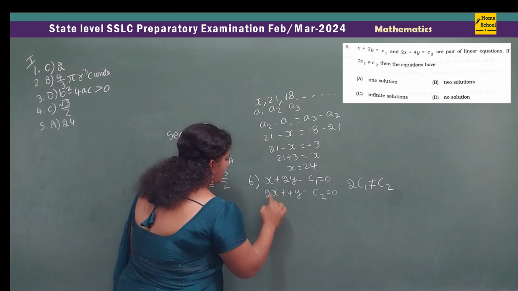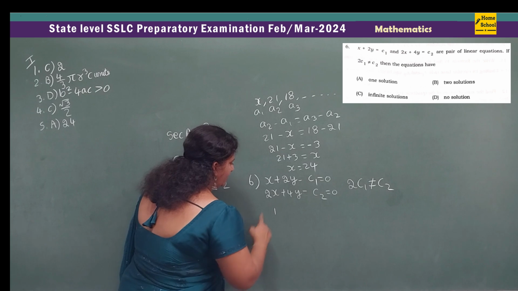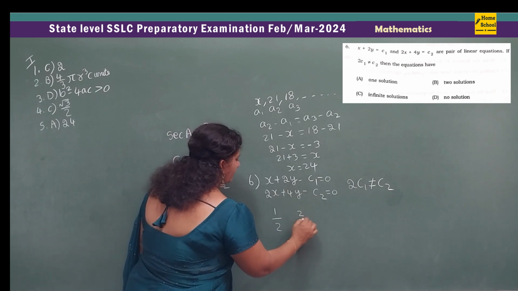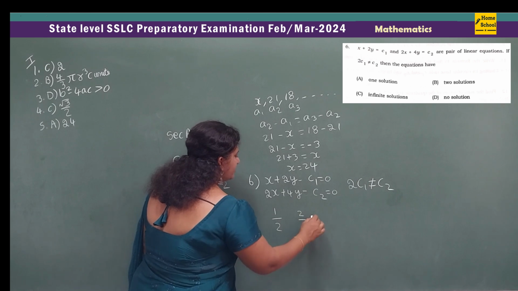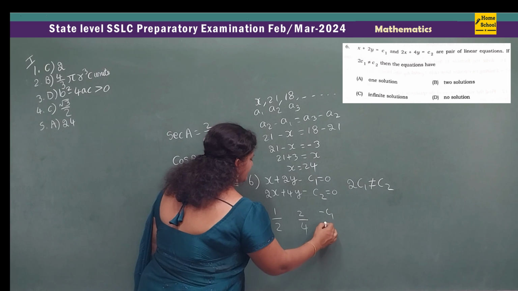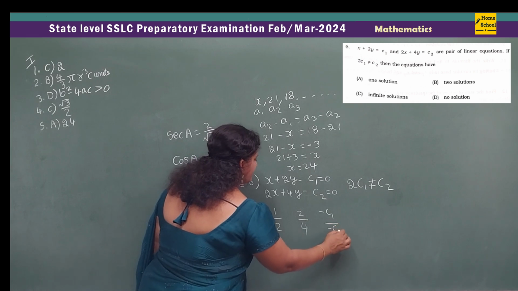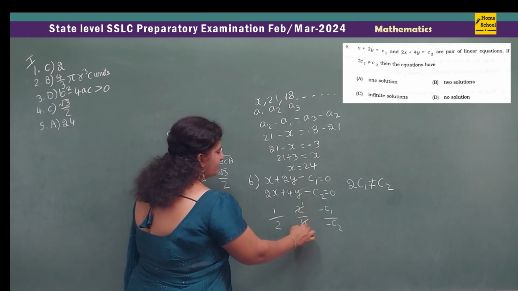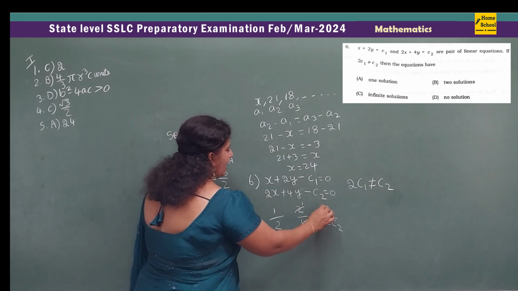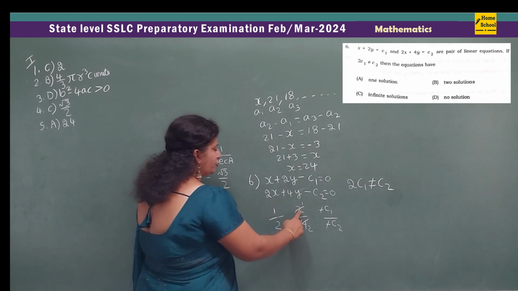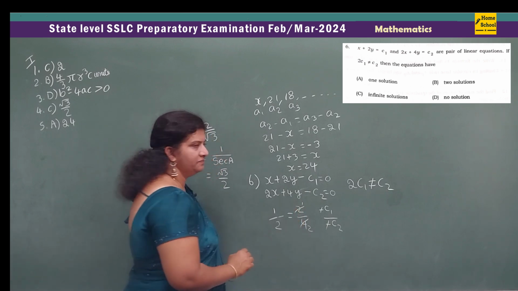Now write the ratios. A1 value is 1, A2 value is 2. B1 value is 2, B2 value is 4. C1 value is minus C1, as it is you write. C2 value is minus C2. Now try to cancel. 2 1s are 2, 2 2s are 4. And here minus minus will be cancelled. Observe these two ratios are equal.